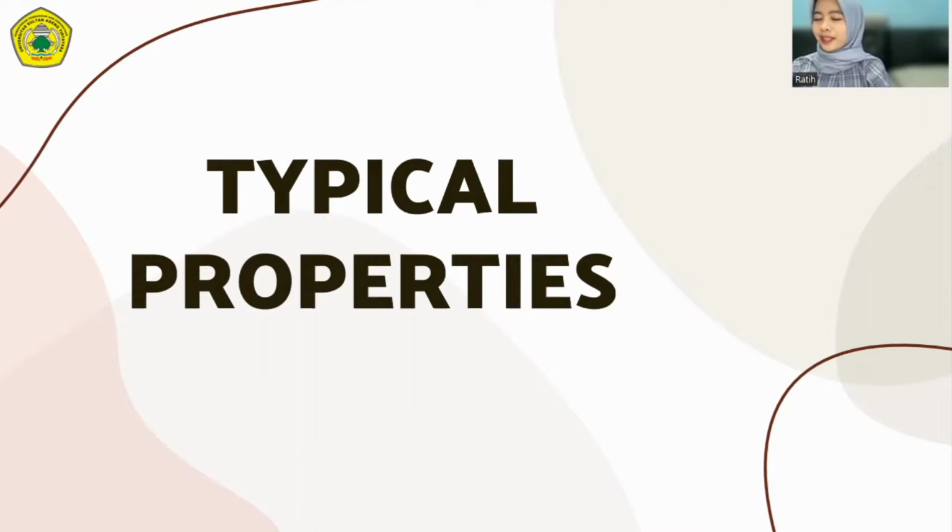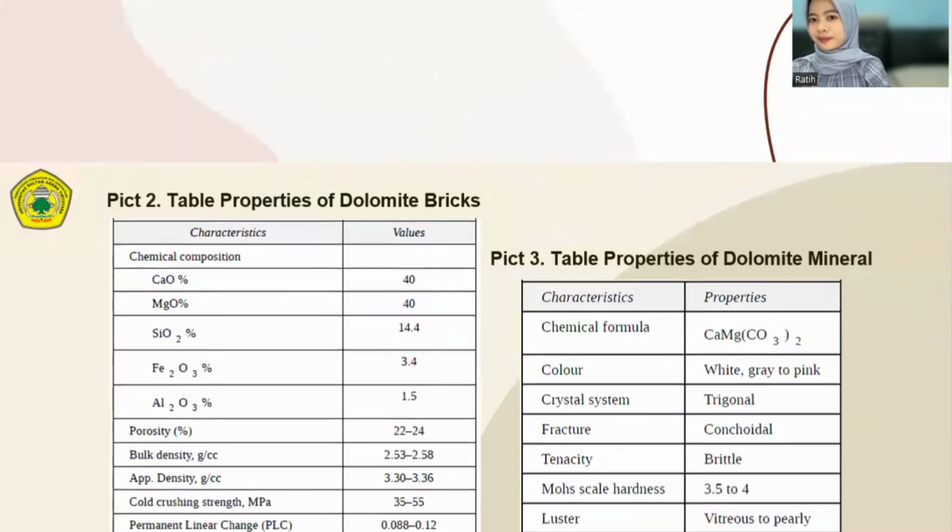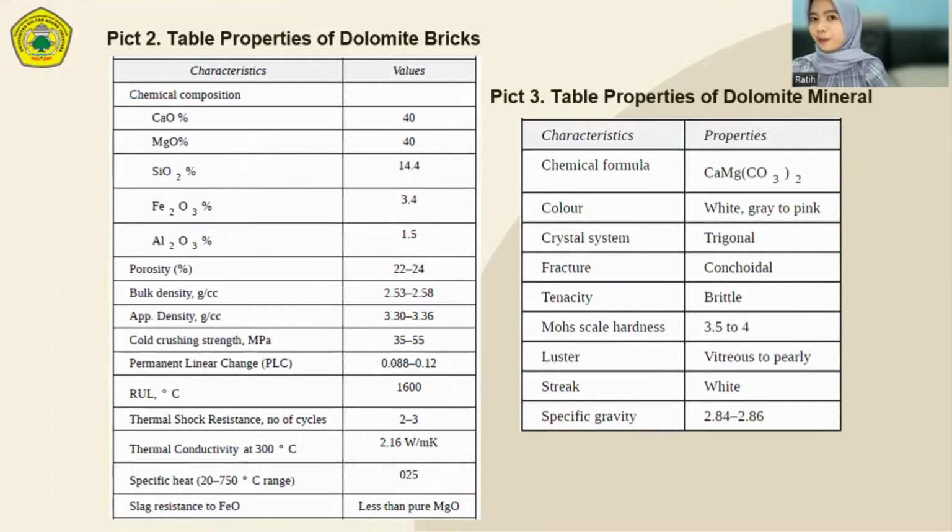Next is typical properties of dolomite bricks. We can see Picture 2 and Picture 3 in the tables. Picture 2 is the table of properties of dolomite bricks, and Picture 3 is the table of properties of dolomite mineral. Color is white, gray to pink, and then porosity with value 22 to 24. Next is bulk density with value 2.53 to 2.58. Next is density with value 3.30 to 3.36.